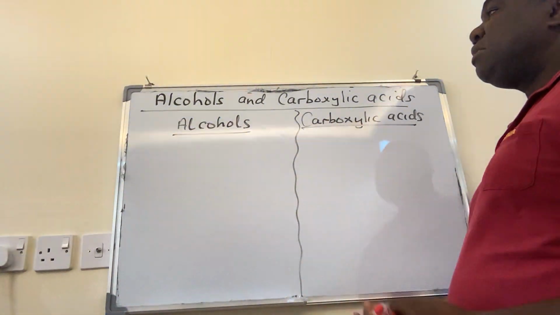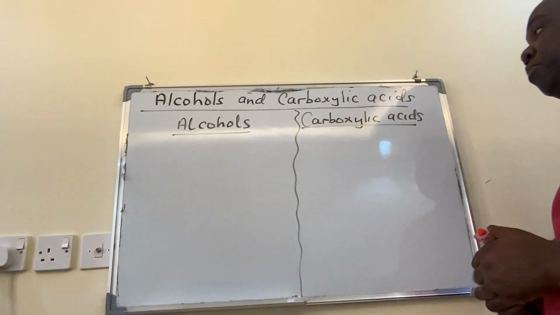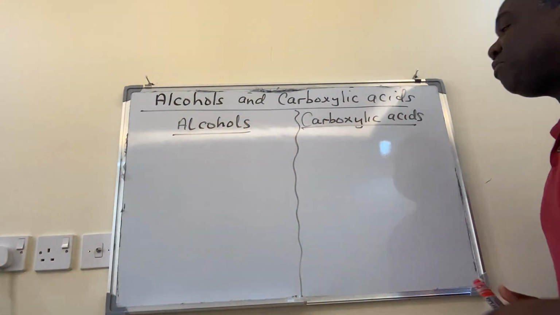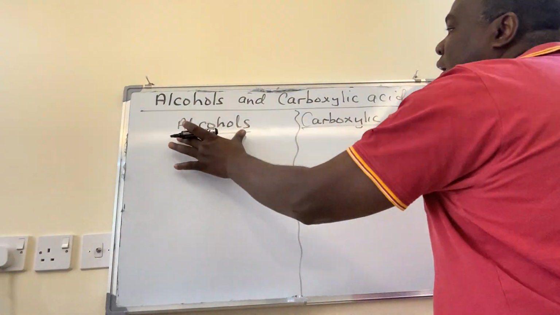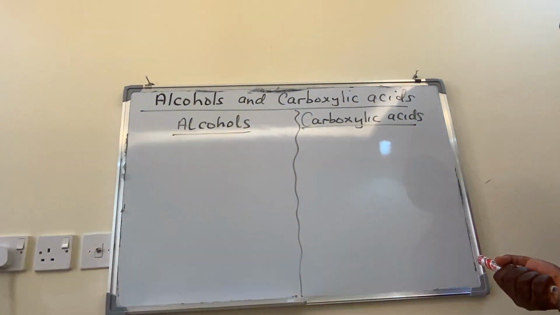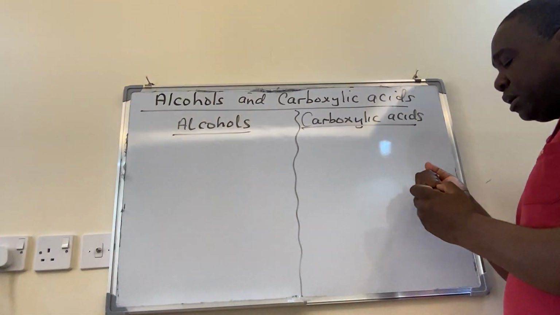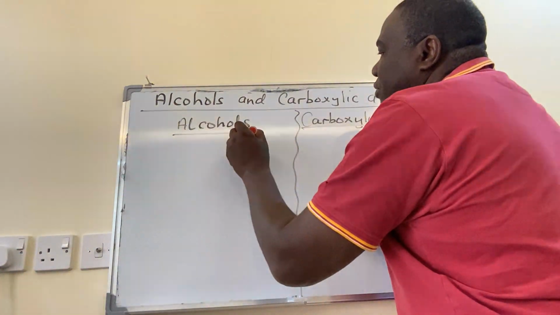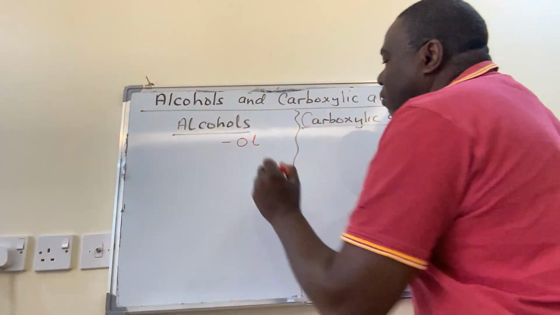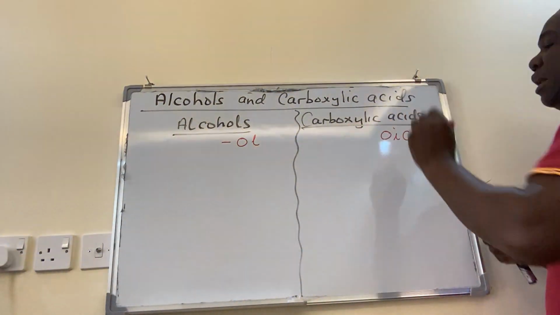Today I'm just going to show you what the functional group in alcohols is and what the functional group in carboxylic acids is. First and foremost, you should know that all compounds that fall under the alcohol functional group have names that always end with ol. And these ones, their names are going to end with oic. So the suffix for the alcohols will be ol, and the suffix for the carboxylic acids will be oic.